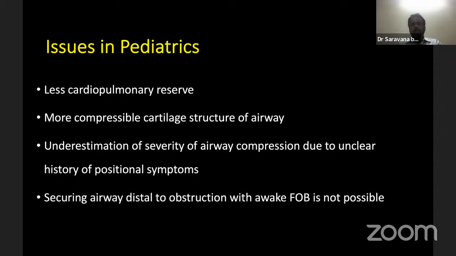And securing the airway distal to the obstruction with an awake FOB is not possible. It means that awake FOB-guided intubation is very difficult in a pediatric patient. We may need a little bit of sedation. Even adult patients may cooperate for your awake FOB intubation, but in pediatric patients, it is very tough.